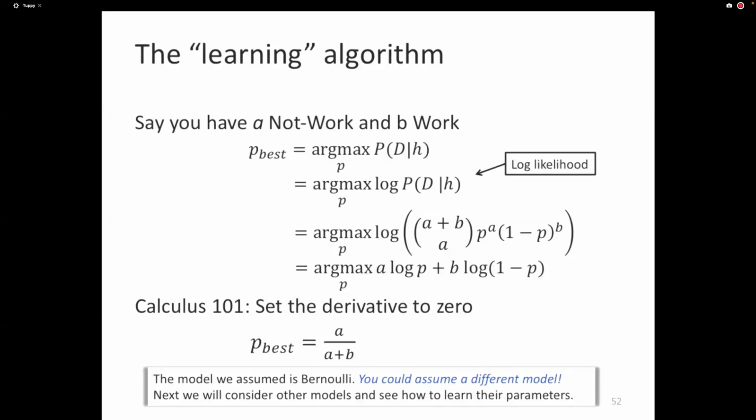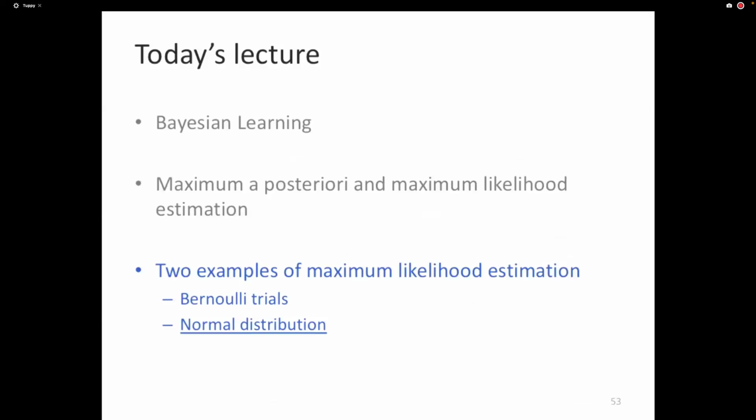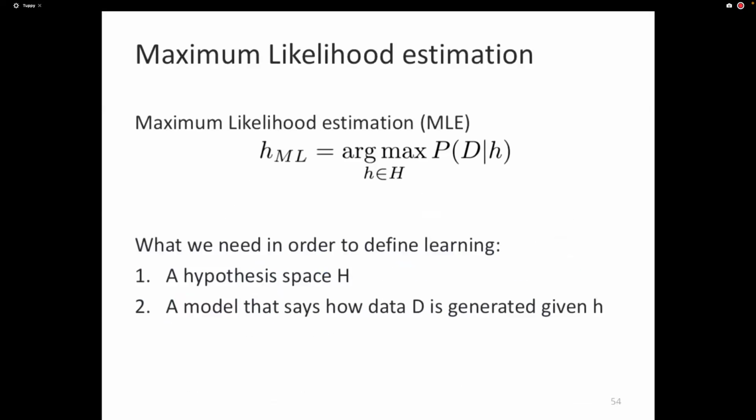We have 7 minutes left. So I'll start off a second example, and most likely I'll not get to the end of it, but we'll pick up on this in the next lecture. This time I'm going to use the normal distribution. And this time it's going to be something that feels more like a learning algorithm. We're going to apply maximum likelihood estimation. Given a task, we need to define what the hypothesis space is, and we need to define a model that says how a data set is generated given a hypothesis.